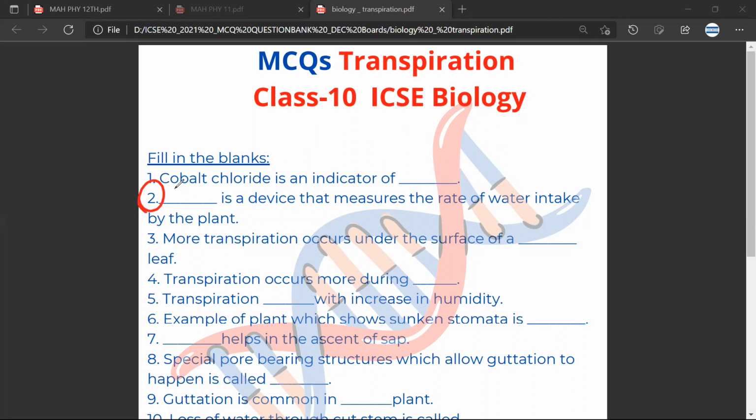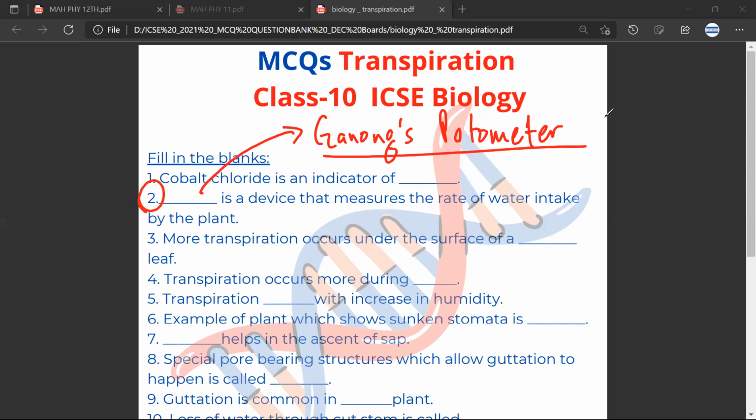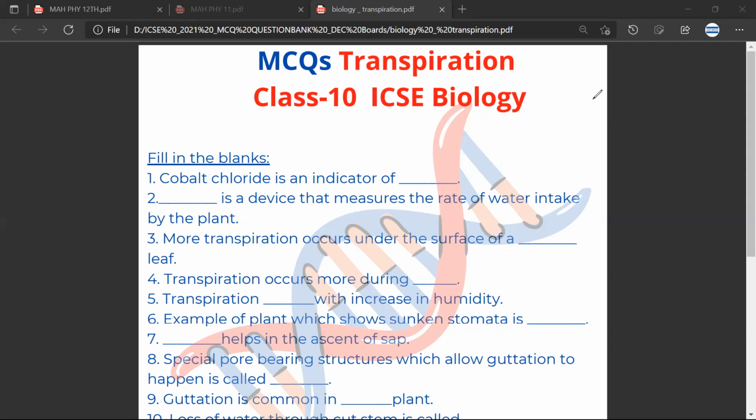Second question: dash is a device that measures the rate of water intake by the plant. So the right answer is Ganong's photometer. There is an experiment also which is mentioned in the book. You can have a look at that. And if you see, there are various types of other photometers also referred. So there's a farmer's photometer, a Ganong's photometer, Darwin's photometer, and some other photometer also. So for us, the right answer would be Ganong's photometer.